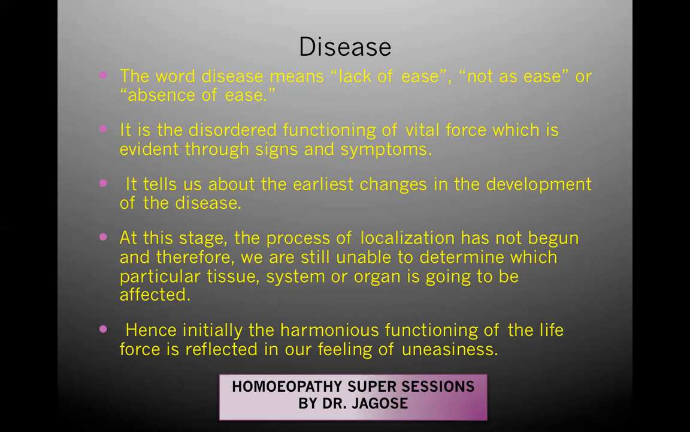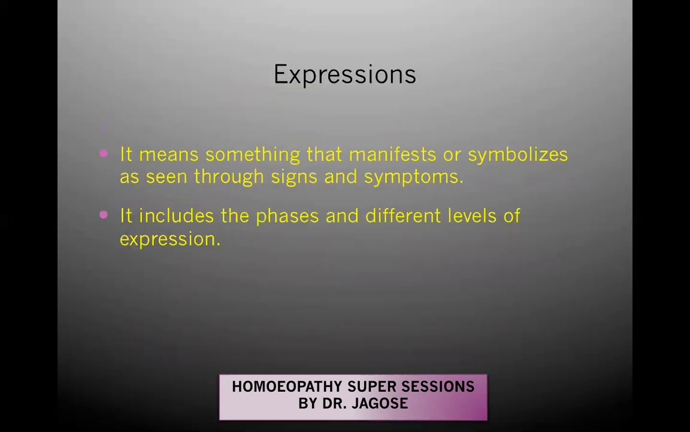Only when it comes into stage 2 are we in a position to make out what organ is affected. In stage 3, we will be able to identify the diagnosis, and in stage 4, the sequelae or complications will be there. Hence, initially, the disharmonious functioning of the life force is reflected in our feeling of uneasiness. Therefore, whenever a disease starts, it will start with a few unspecific symptoms. This is nothing but a feeling of uneasiness. Then from there you will get more and more symptoms, maybe common symptoms, and later on, characteristic or PQRS symptoms.